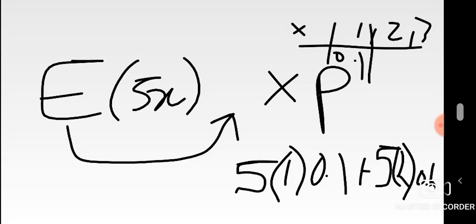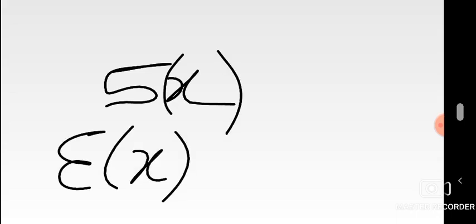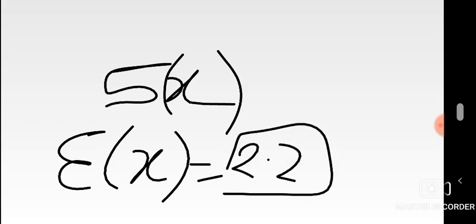Then there's a shortcut. You can just express this like this: 5x. They've just said expected of 5x. Well, you already know the expected value of x when you computed it separately in part 1. So according to the rules, we had found actually 2.2.